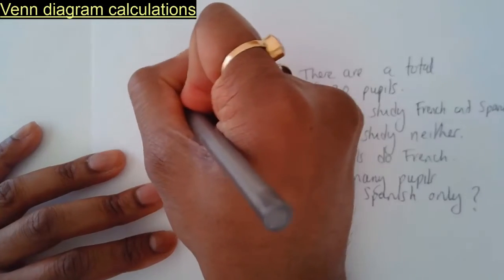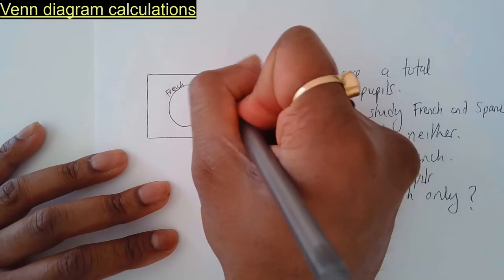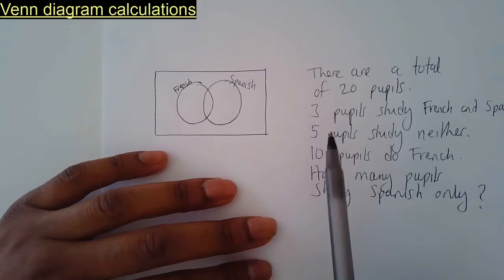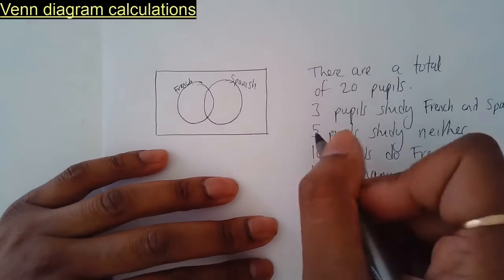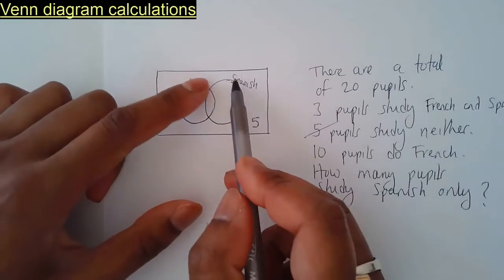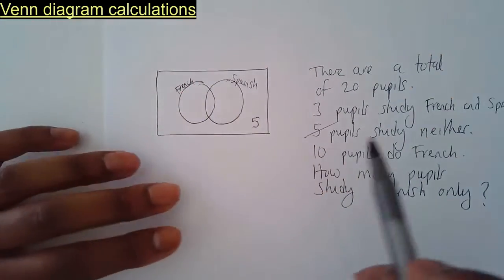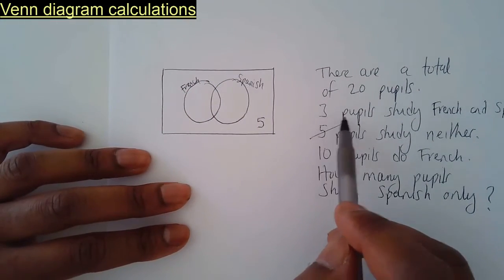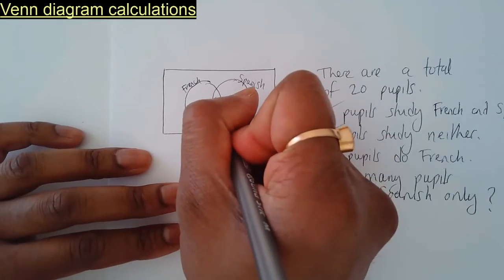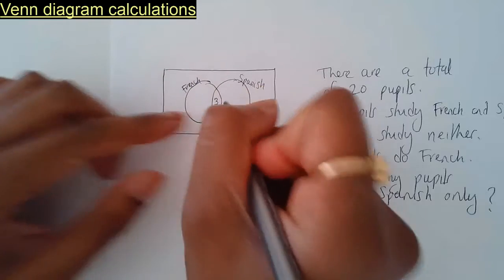Label this one French, this one Spanish. 5 pupils study neither. Well, that one's easy. Put the 5 on the outside because it doesn't belong to any of these circles. 3 pupils study French and Spanish. That 3 goes where the Spanish and French circles overlap.